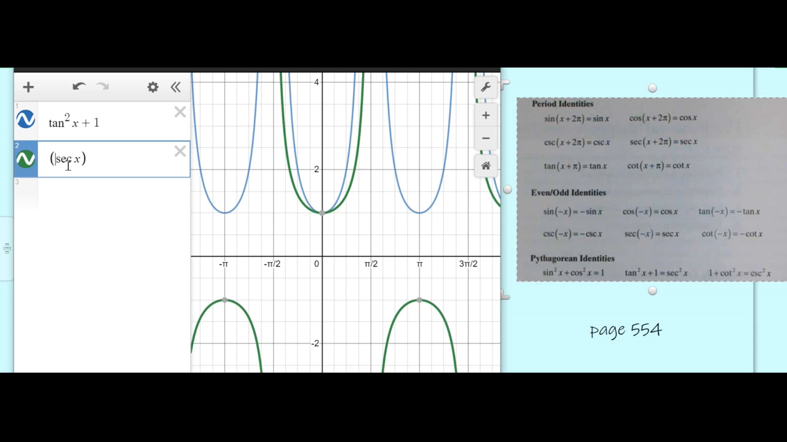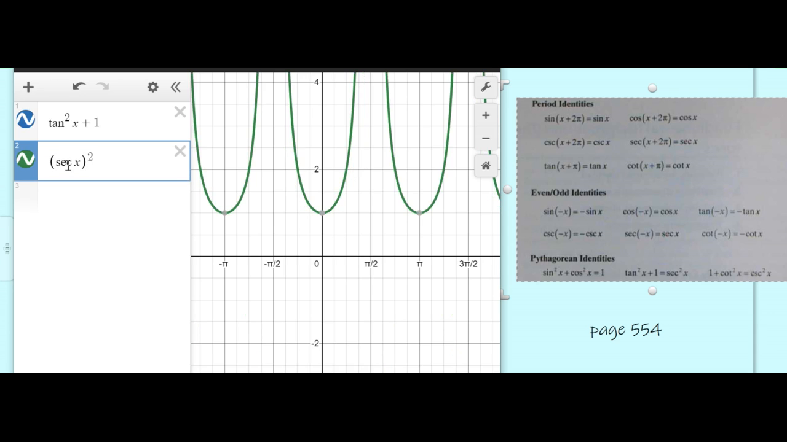I just want to show you both ways that you can put it in your Desmos, for example. So here's blue and here's green, and they're the same function. So these are Pythagorean identities that come with that.